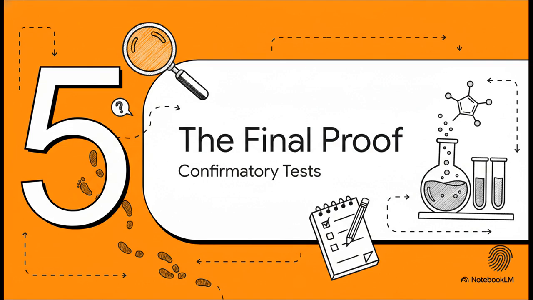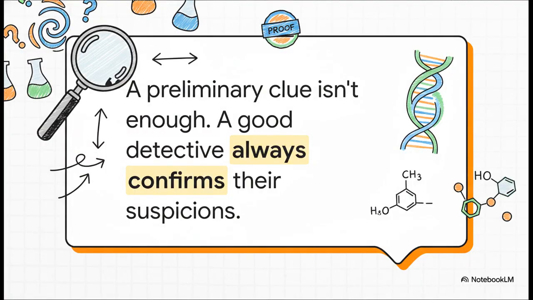But are we ready to close the case? Not quite. In science, just like in detective work, we need to be absolutely 100% sure. So it's time for the final proof, the confirmatory tests. And this is just so important. We need a test that is so specific to our suspect that it leaves zero room for doubt. This is basically the chemical equivalent of getting a perfect fingerprint match at a crime scene.